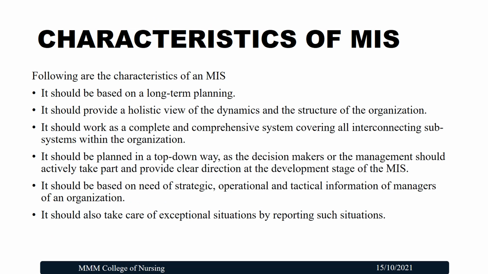Characteristics of MIS. Following are the characteristics of an MIS. It should be based on long-term planning. It should provide a holistic view of the dynamics and the structure of the organization. It should work as a complete and comprehensive system covering all the interconnecting subsystems within the organization. It should be planned in a top-down way, as the decision makers of the management should actively take part and provide clear direction at the development stage of the MIS. It should be based on the need for strategic, operational and tactical information of managers of an organization. It should also take care of exceptional situations by reporting such situations.